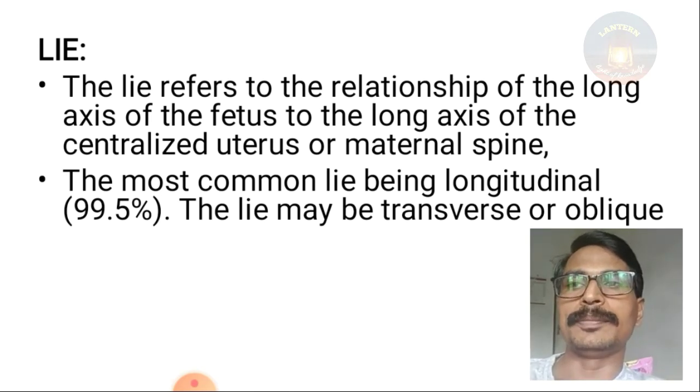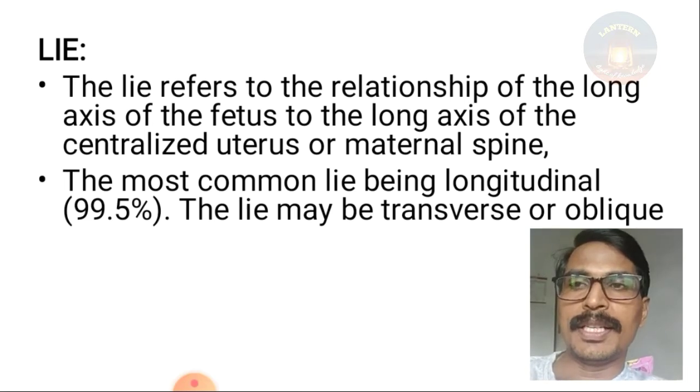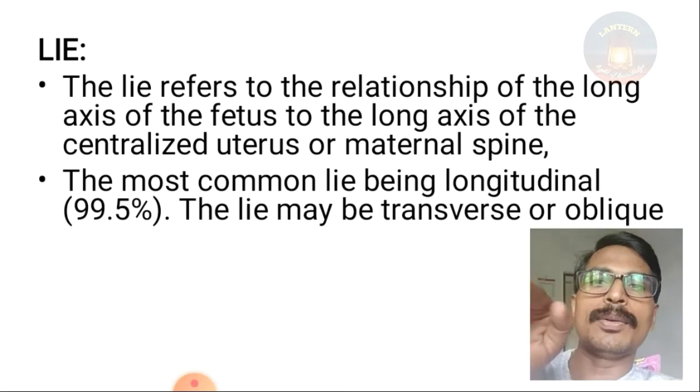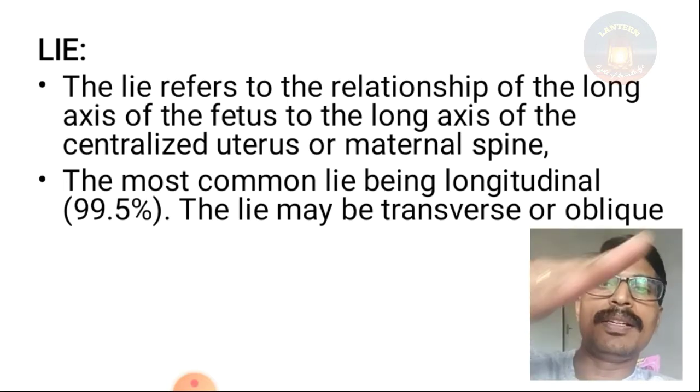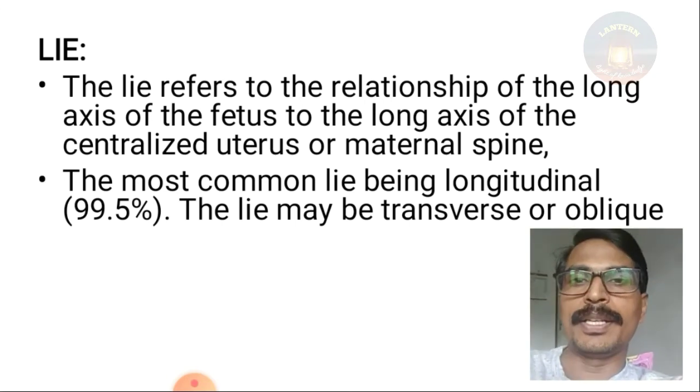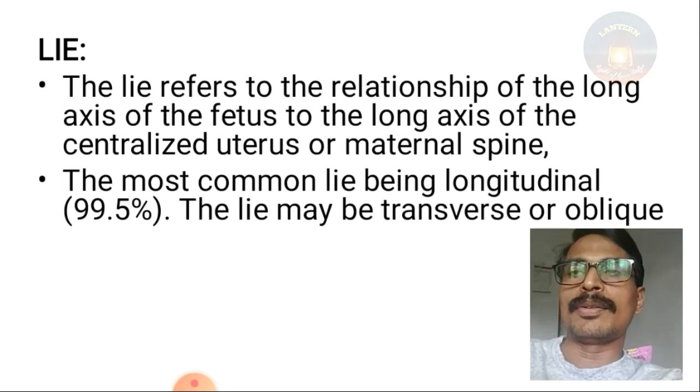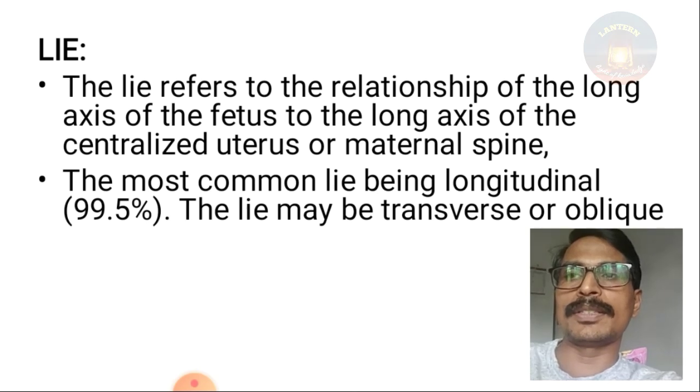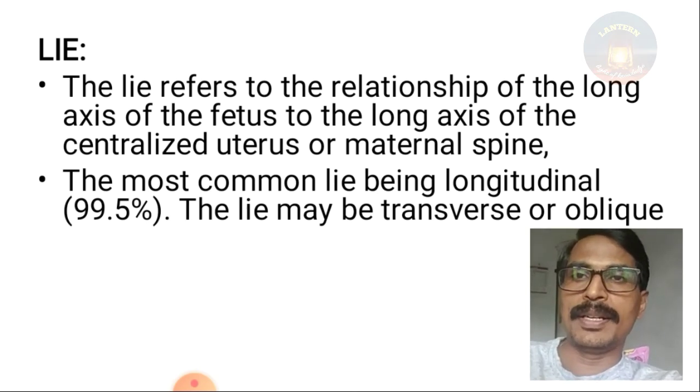The most common lie is longitudinal; 99.5% of fetuses lie in a longitudinal position. The lie may also be transverse or oblique. Transverse means in the horizontal plane, and oblique means a plane between the vertical and horizontal plane. So once again, lie refers to the relationship of the long axis of the fetus to the long axis of the centralized uterus or maternal spine.